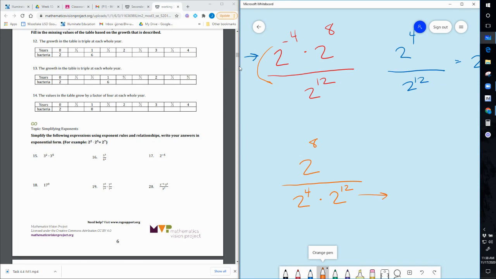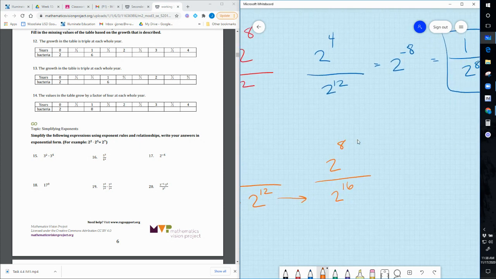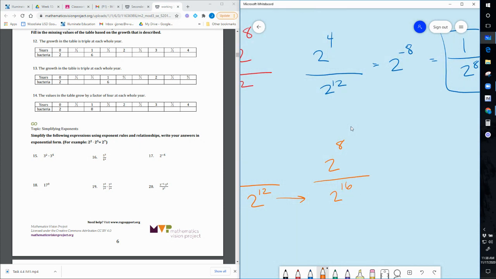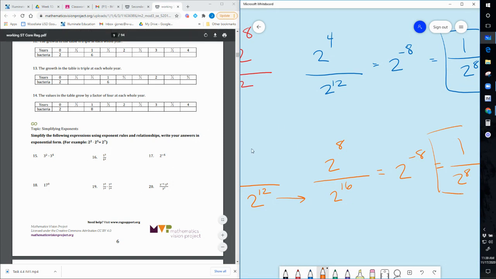And then you can product rule the bottom. So you have 2 to the 8th. And then on the bottom, you have 2 to the 16th. Okay, and then now whenever you subtract them, you get 2 to the negative 8th, and then you're back at 1 over 2 to the 8th power. So I guess it didn't actually save you any time. That was one step longer, but you can see that it works. So sometimes you have to do multiple rules in the same problem.